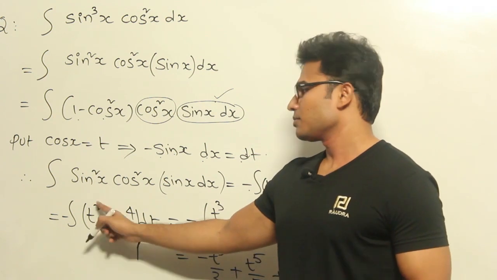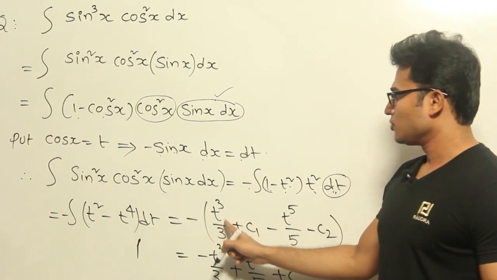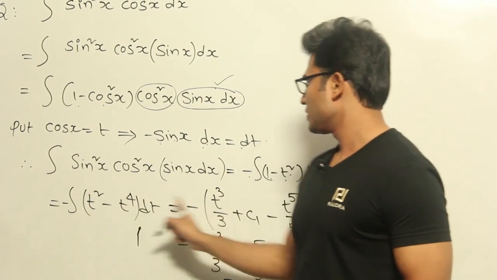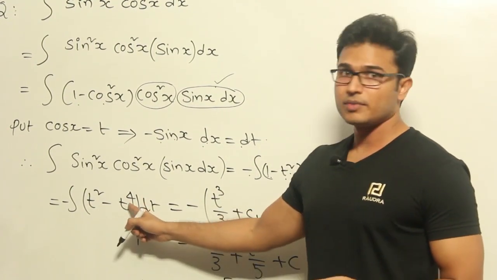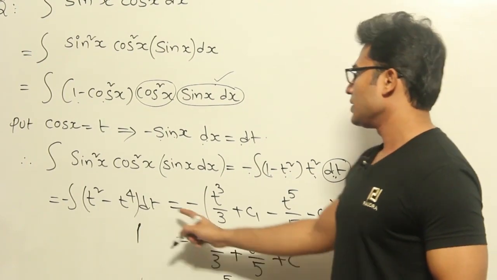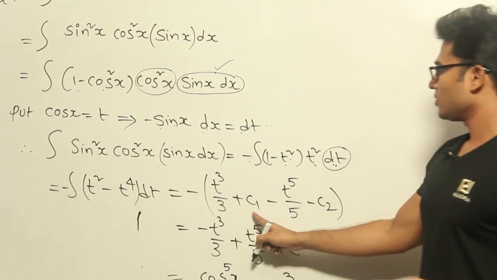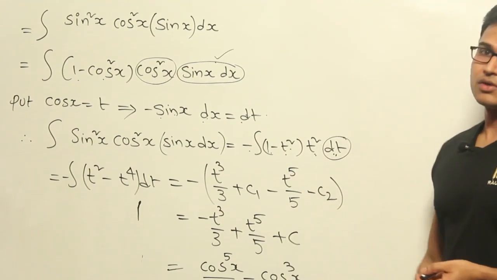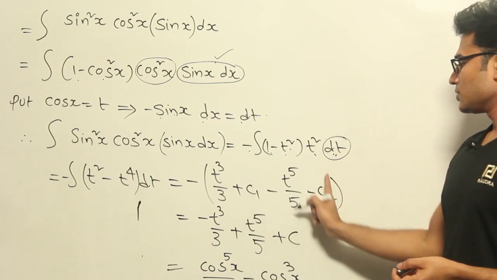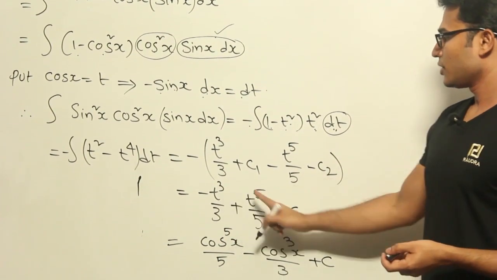Now this is x power n form, so you can directly write it, right? For this one it is going to be t cube by 3. For this one it is going to be t power 5 by 5, right? And since you are going to integrate them separately, you have to add two constants. So here you are going to add one constant, and here you are going to add one constant, right? Later you can merge these two constants into one single constant. Got it? So this is what you got.